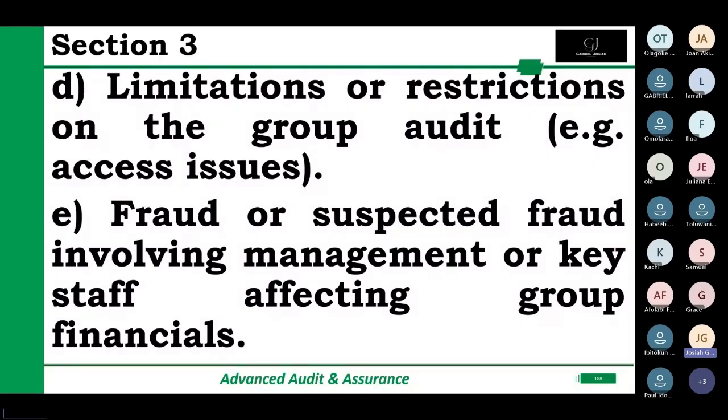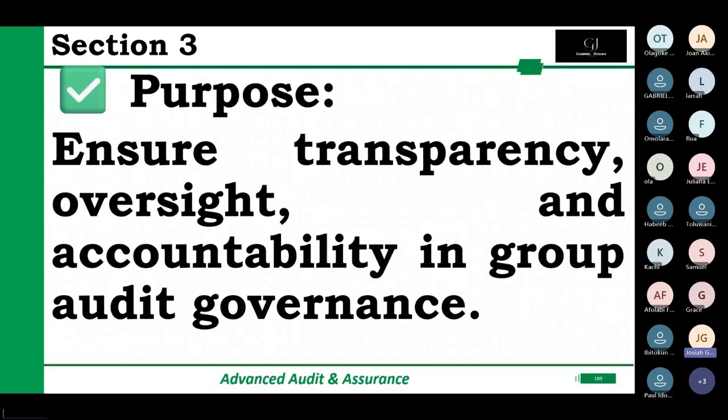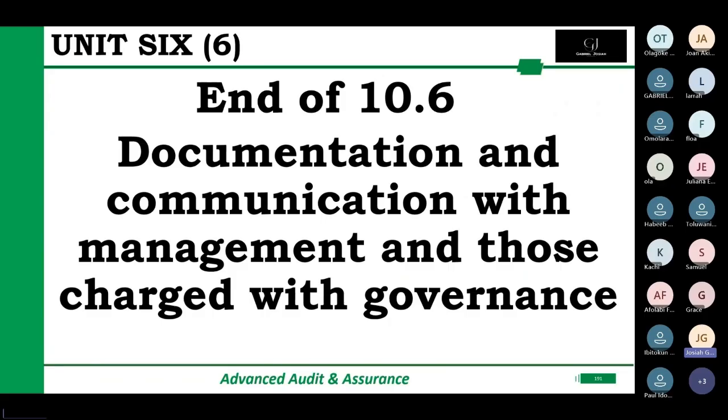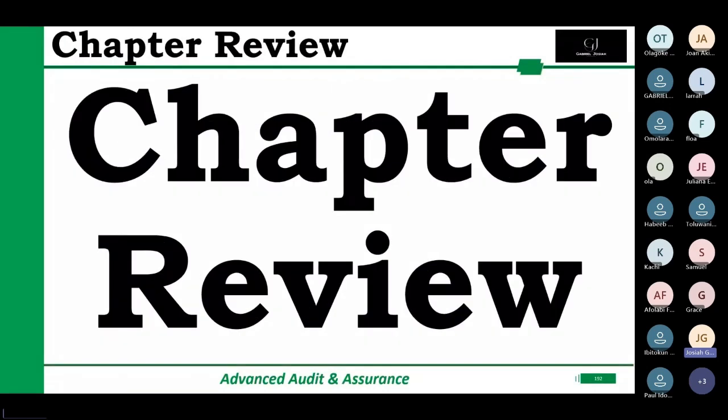Also, limitations or restrictions on the group audit, for example, access issues, even reports from the component to him, need to be communicated to those charged with governance. Areas around fraud or suspected fraud involving management or key staff affecting the group's financial statements need to be brought to the fore of those charged with governance. And the purpose is to ensure transparency, oversight, and accountability in the group audit's governance. This is very important. So that's it about this unit on documentation and communication with management and those charged with governance.